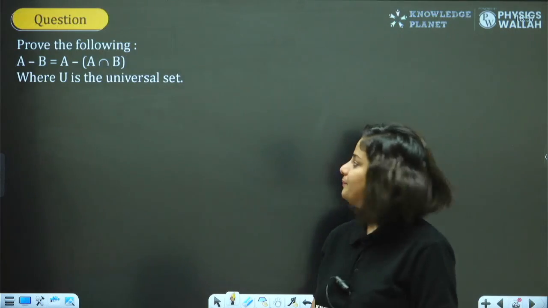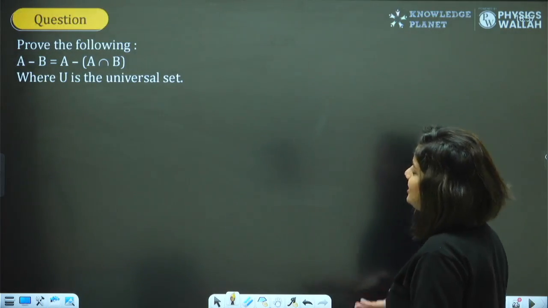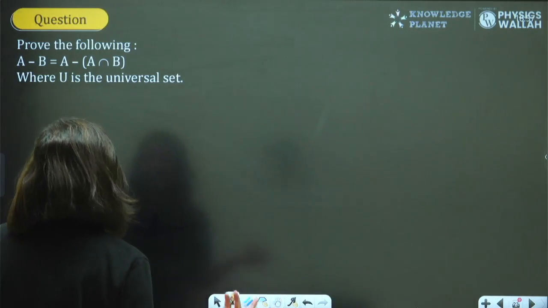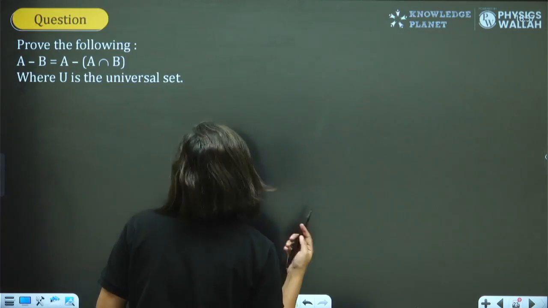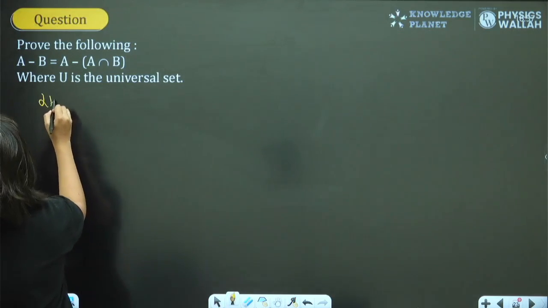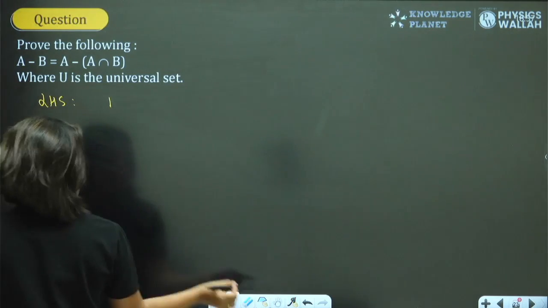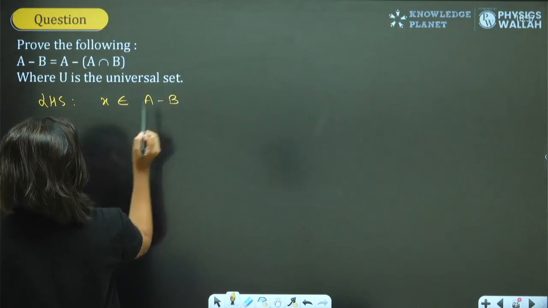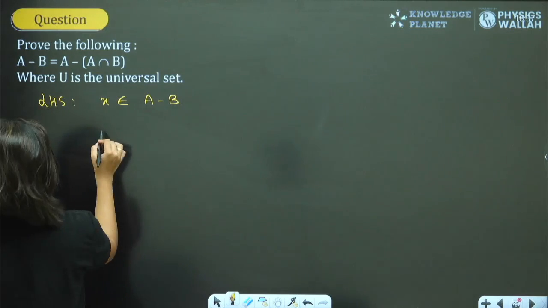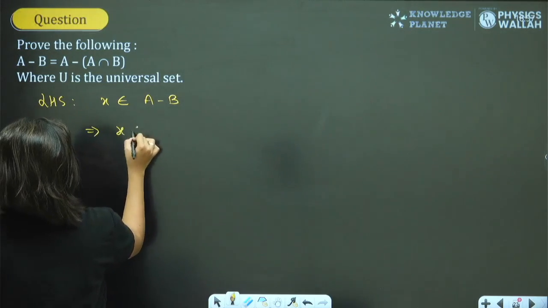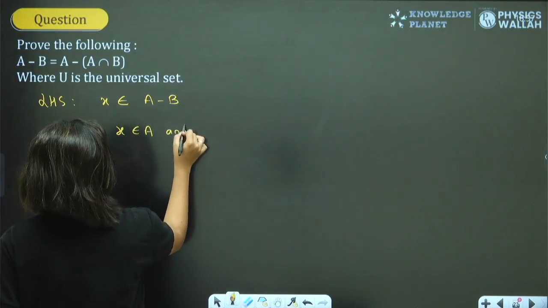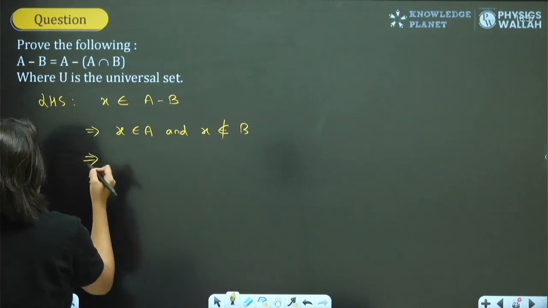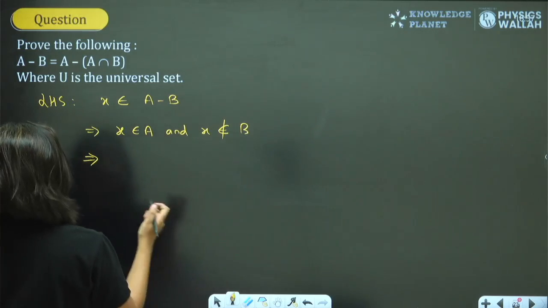Next question. Prove the following: A minus B is A minus A intersection B, where U is a universal set. Why is U mentioned anyways? LHS. A minus B, so that means any element X belongs to A minus B. If X belongs to A minus B, it implies that X belongs to A and X does not belong to B. Now next step, you have to note, it's important.